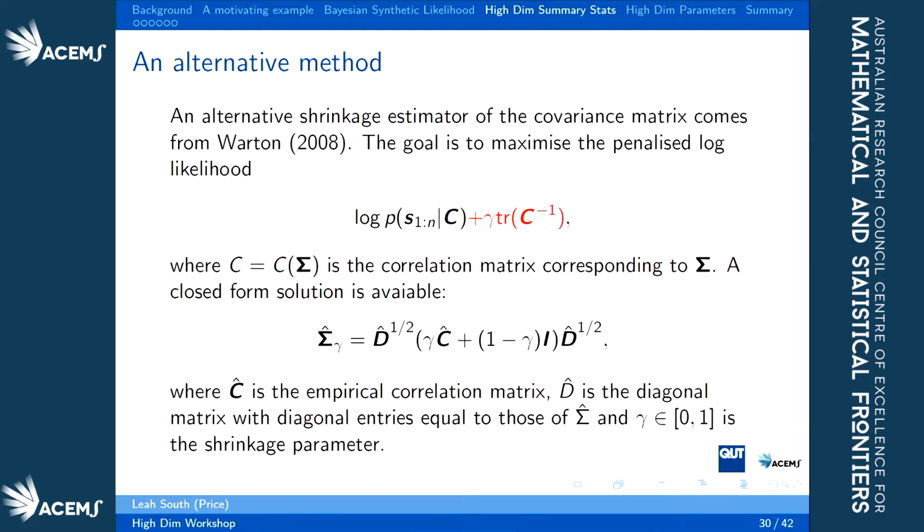Now, there is an alternative, which I'm going to quickly mention because this will be relevant later in the talk. The alternative shrinkage is based on a method from Warton's paper in 2008. The goal is to maximize this penalized likelihood. So it's similar to before, except the term we're adding on now is this value gamma times the trace of the inverse correlation matrix. So it's just a different way to do our sparsity. And the benefit here is that we have a closed form solution for our covariance matrix, whereas previously we had a convex optimization problem, but there wasn't really a closed form.